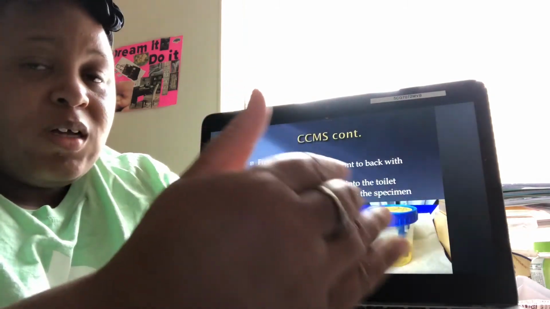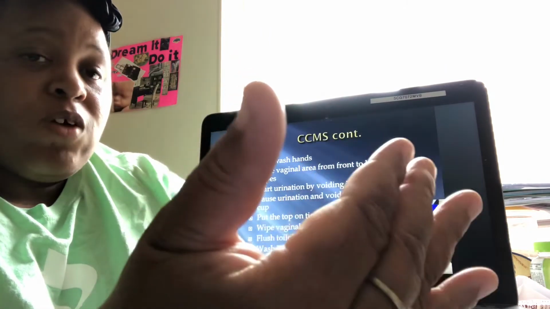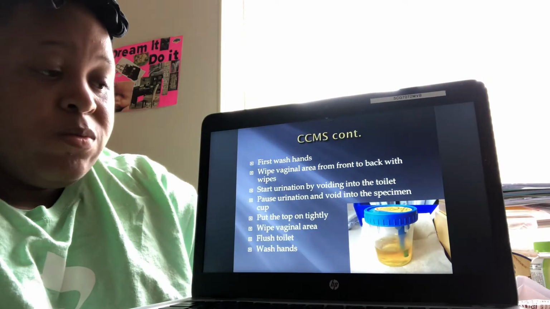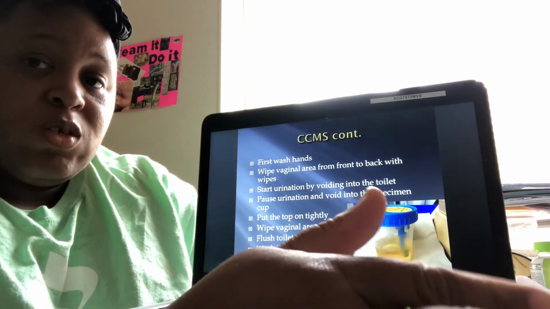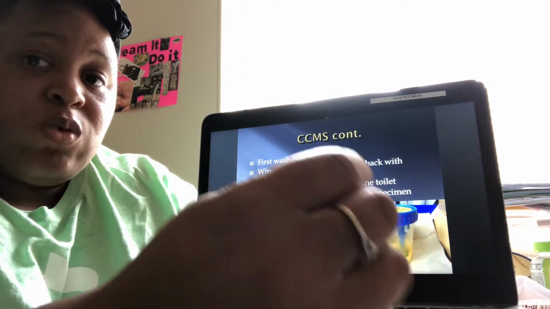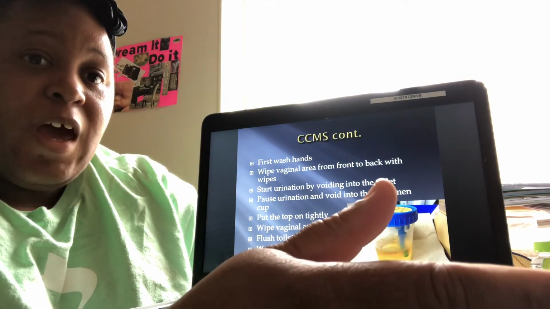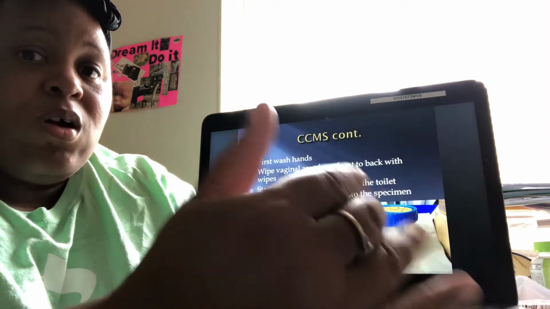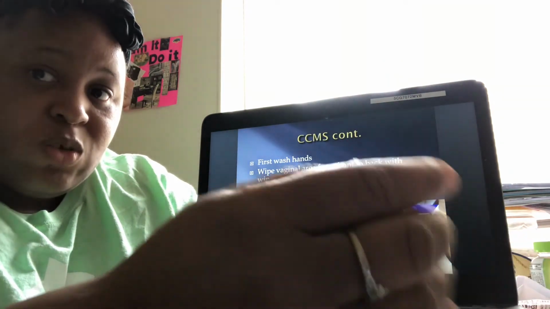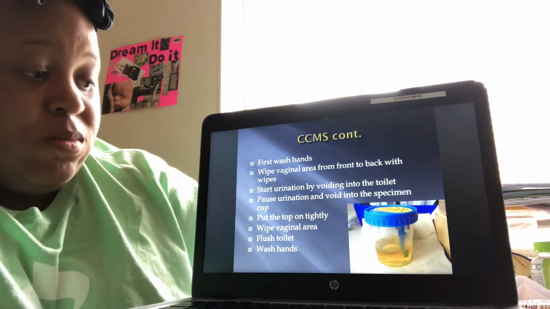First, I tell the parent to wipe front to back on one side of the vaginal area, front to back on the other side, and front to back down the middle. Once those are done, discard those wipes. The child will then urinate a little bit. We'll move the hat, or bring the cup up under the patient so that you can void into the cup directly.